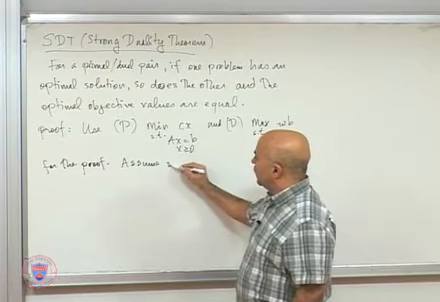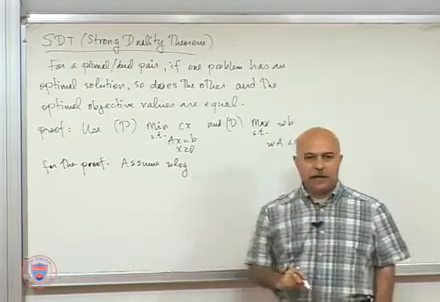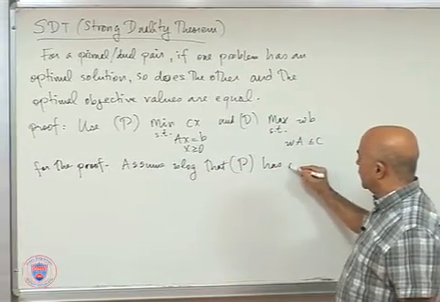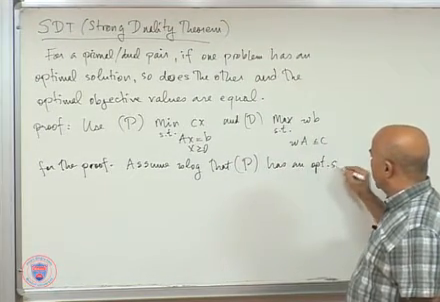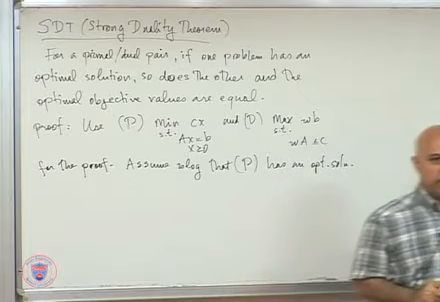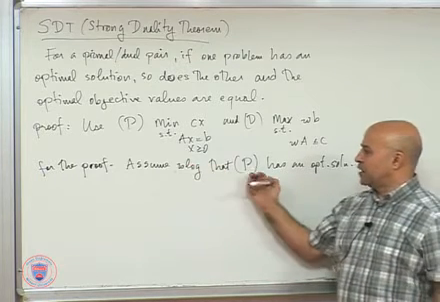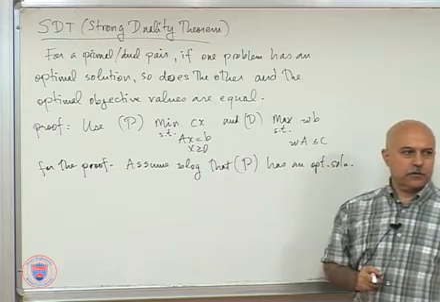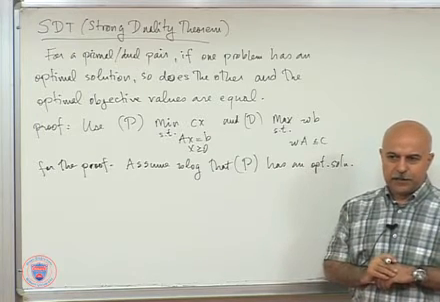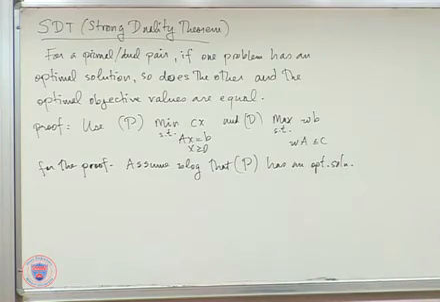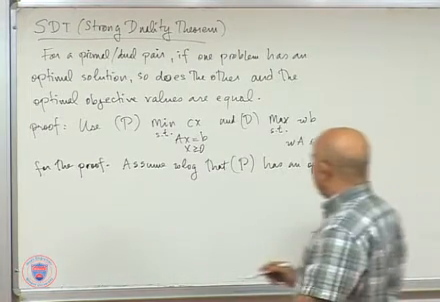Assume, without loss of generality, that P has an optimal solution. Why is it without loss of generality? Because the roles of primal and dual can be interchanged. That's why. Okay? So we assume that one problem, in this case, P, has an optimal solution. We must prove that the other one also has an optimal solution. And we must also prove that the optimal objective values are equal. Okay?